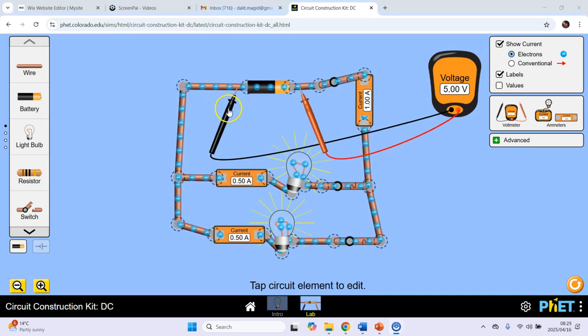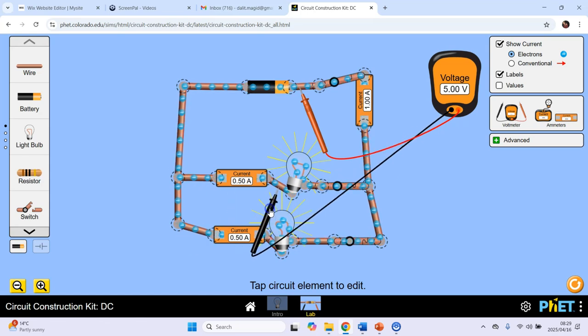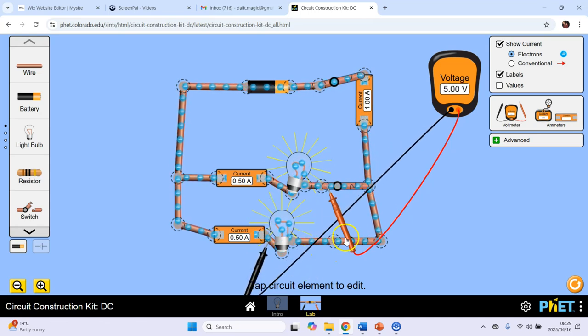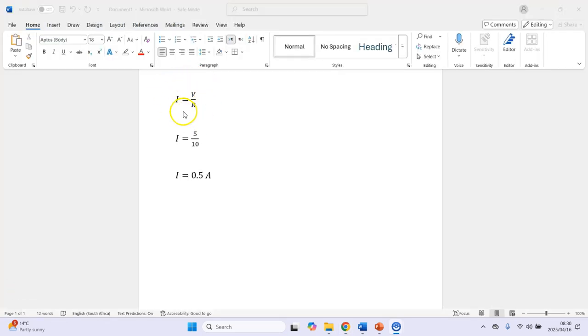Remember that the voltage of the cell is 5 volts, and if I place the voltmeter across the light bulb on one of the branches, I would get a voltage of 5 volts. And if I placed it across the bulb of the other branch, I will still get 5 volts. This allows us to work out the individual currents per branch. So let's do that. We measure current as voltage divided by resistance. The voltage across each branch is 5 volts and the resistance on each branch is 10 ohms. So that gives us a current of half an amp per branch.